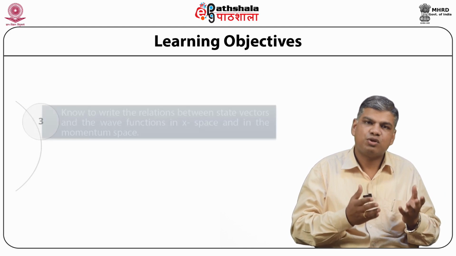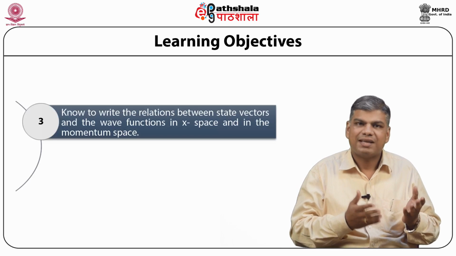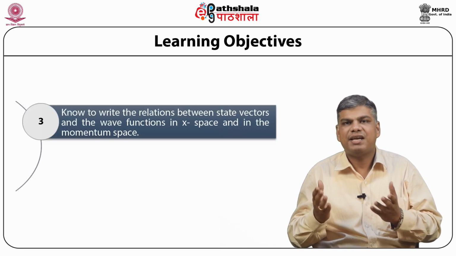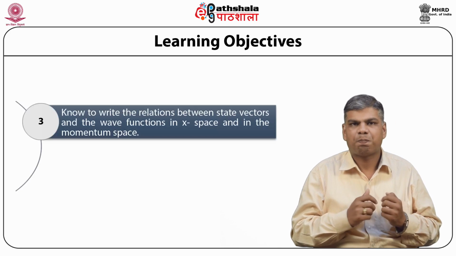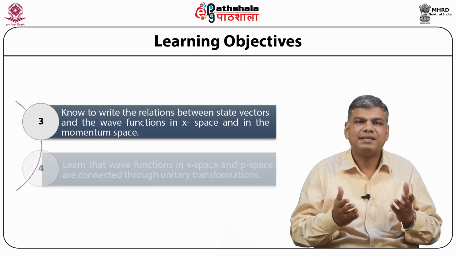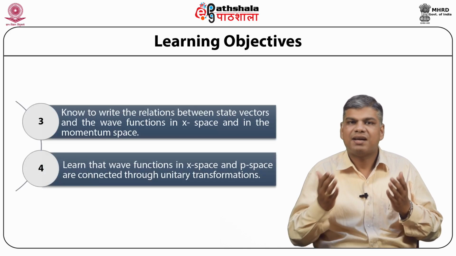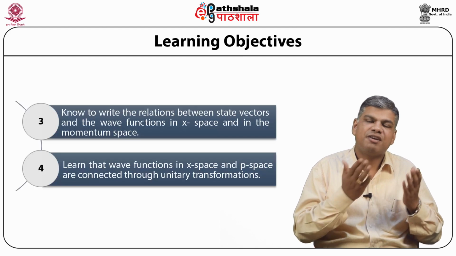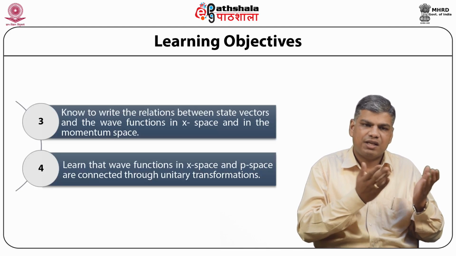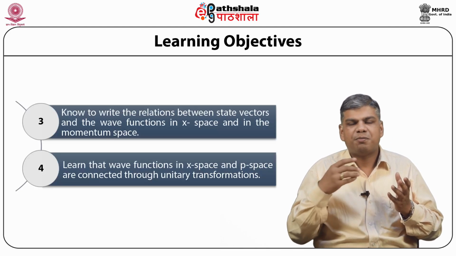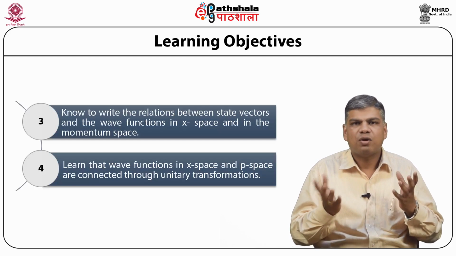Then we'll get to know how to write the relations between state vectors and the wave functions in x space and in the momentum space. And finally, we learn that the wave functions in the x space and the p space are connected through unitary transformations, where the wave functions in the coordinate space can be represented in the momentum space through a Fourier transformation and vice versa.